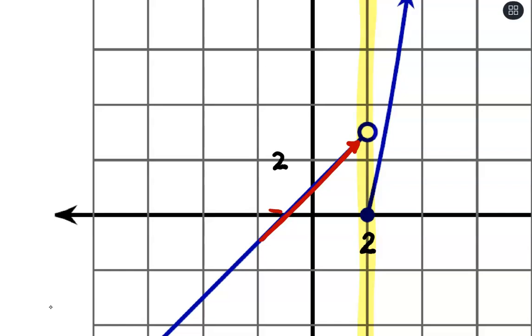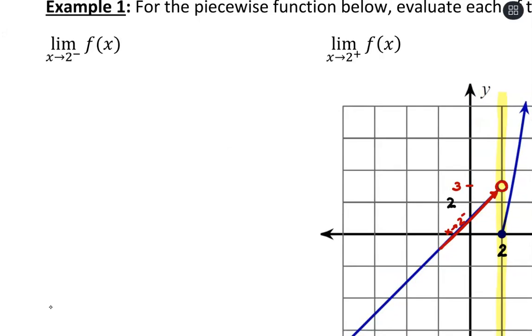But as x approaches 2 from the left, we're getting closer and closer to that location, and that y value that we're getting closer and closer to, at that open circle, would be a value of 3. So this would be approaching 2 from the left-hand side, and our outputs would be getting closer and closer to 3. It doesn't matter what's happening to the right-hand side for this limit. So my answer for that left-sided limit would be a value of 3.